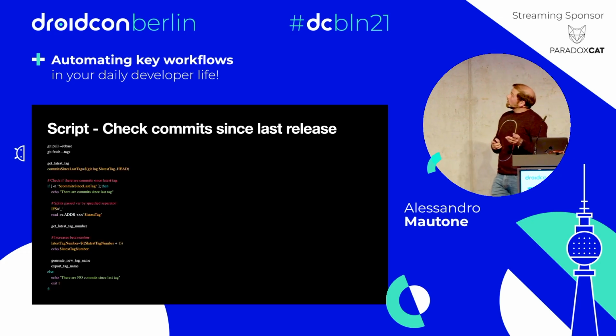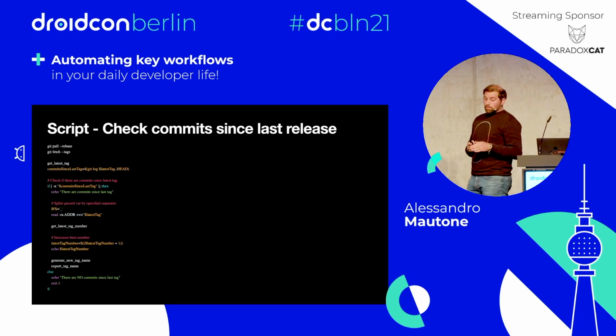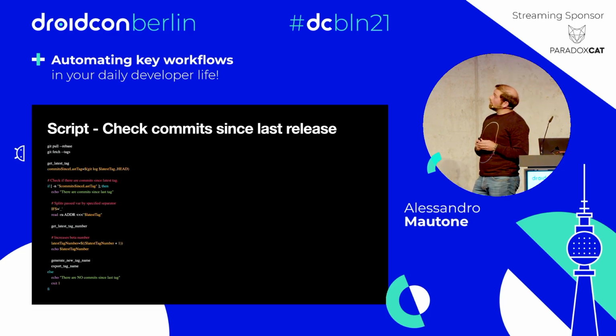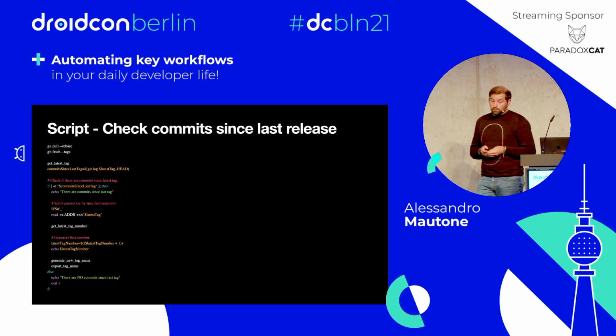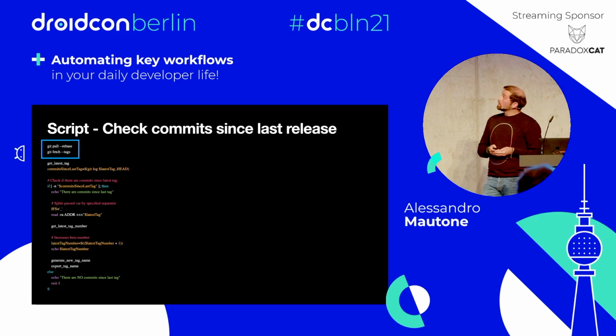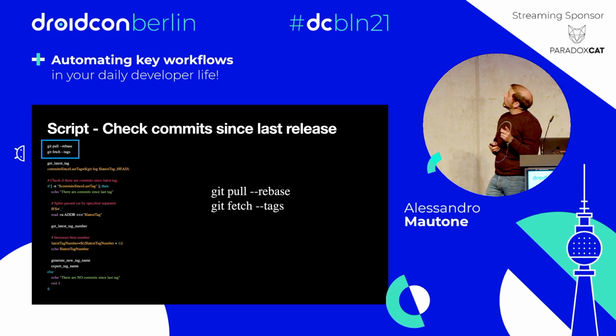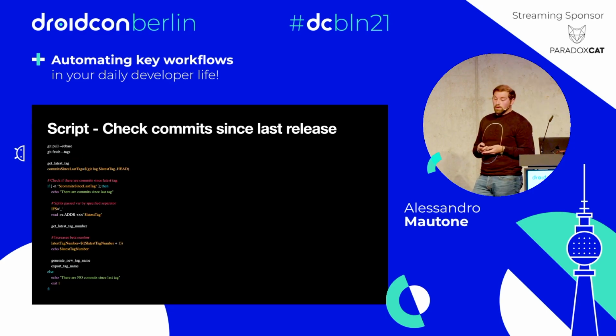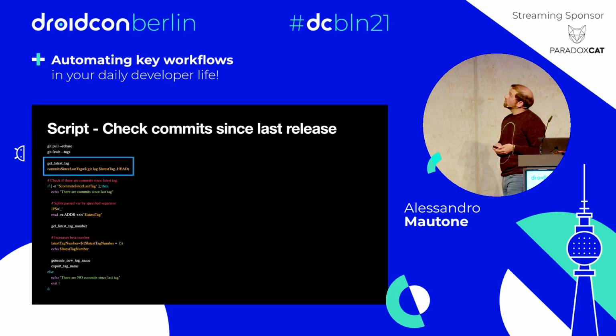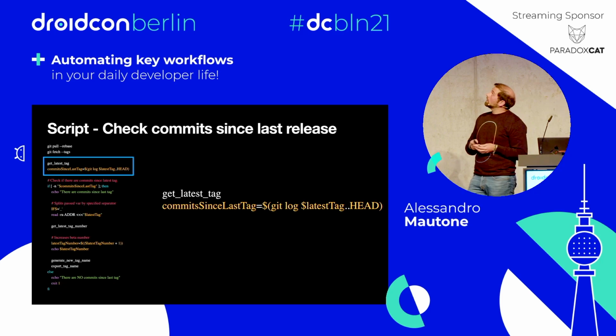Now here we have the script. It's a bit long, but we're going to go through it by steps, and you're going to see it's pretty easy. First of all, the first step is this one, where we're basically fetching the latest version of the repository, and we're also fetching all the tags. So pretty simple. Then we go to the next chunk, where we can see we're calling the first function we defined, get latest tag. And there we are storing the tag name in the variable, if you remember.